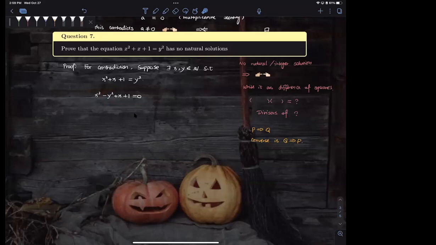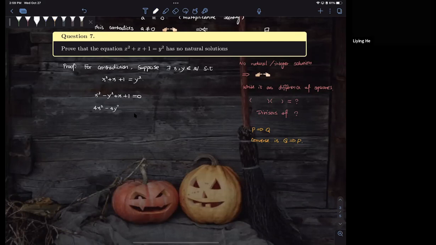Oh, but okay, do it with respect to that. Someone said it in the chat, that's correct. Multiply by 4 for the whole question. Take out 3, then do difference of square. Exactly. 4x squared minus 4y squared plus 4x plus 4 equals 0. Why do I do that? Because we can complete the square.